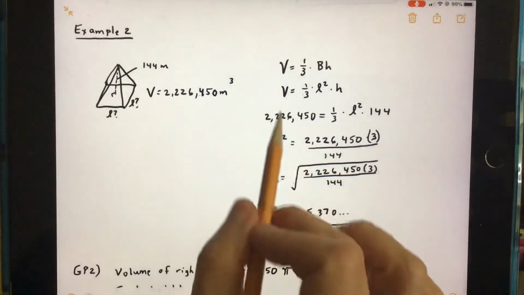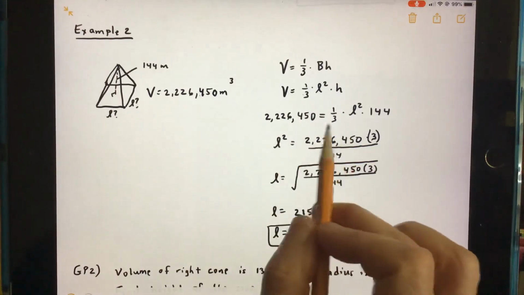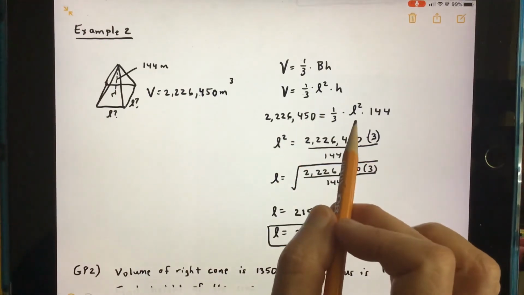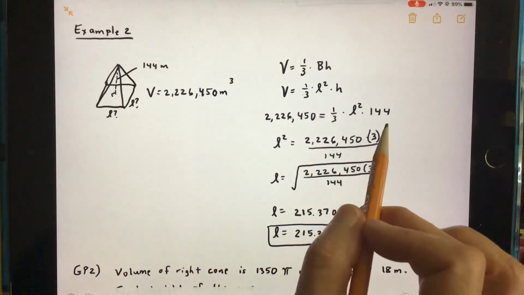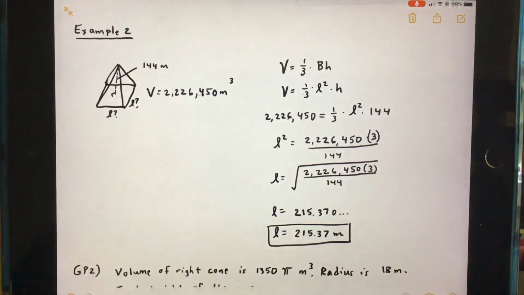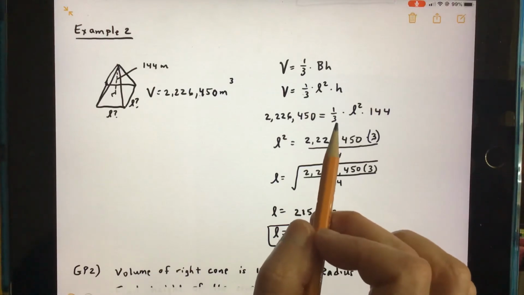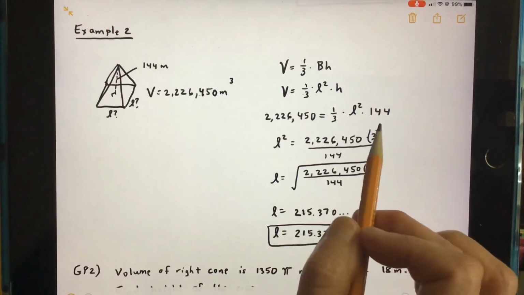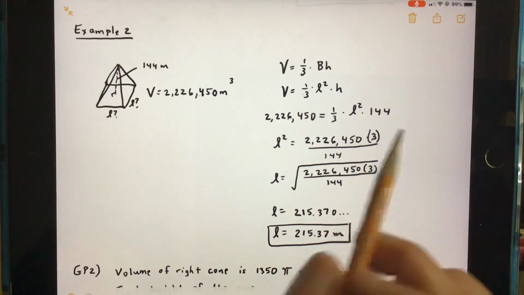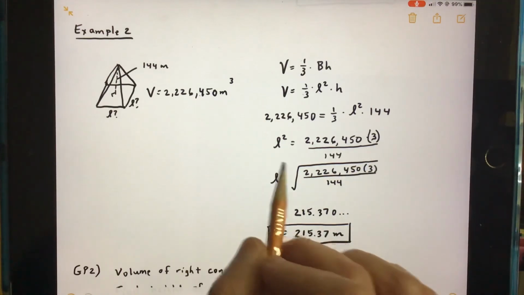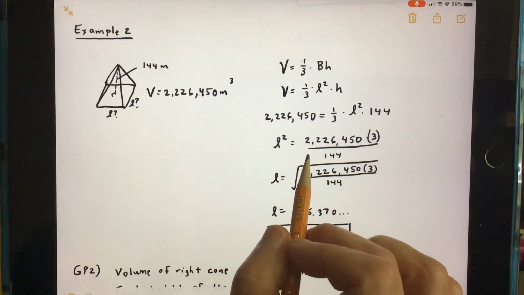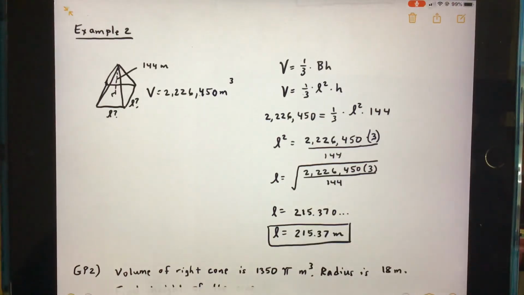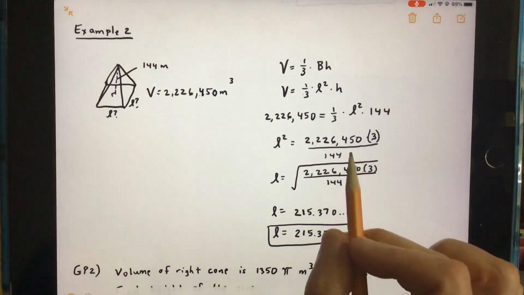All right, plugging in our numbers. We're told the volume, so we plug that number in. Equals 1/3. We're trying to figure out the length squared. We leave that a variable. Times the height. Height is 144. That's given to us. And now we solve for L. First thing I'm going to do, I'm going to multiply both sides by 3 to undo this 1/3. I'll divide both sides by 144 to undo the 144. And that's going to give me L squared is equal to 2,226,450 times 3 over 144.